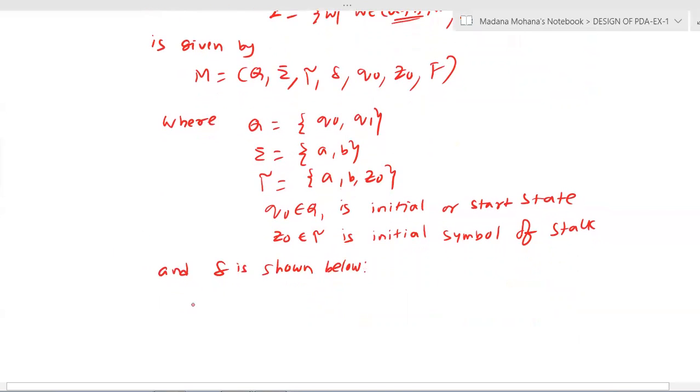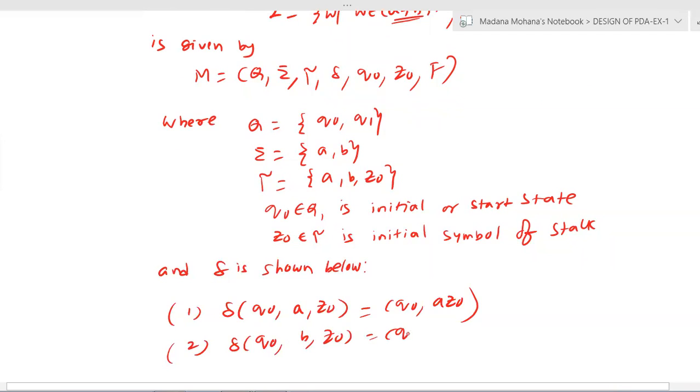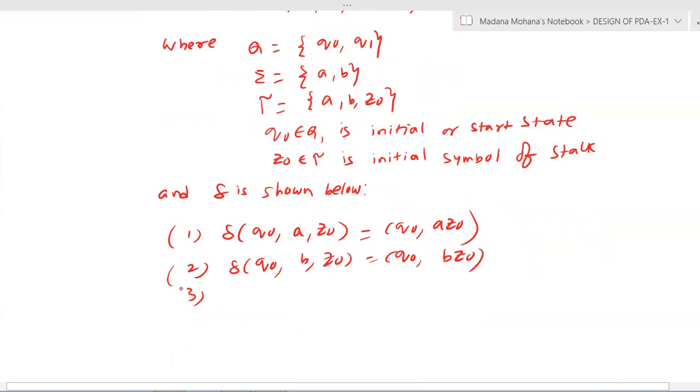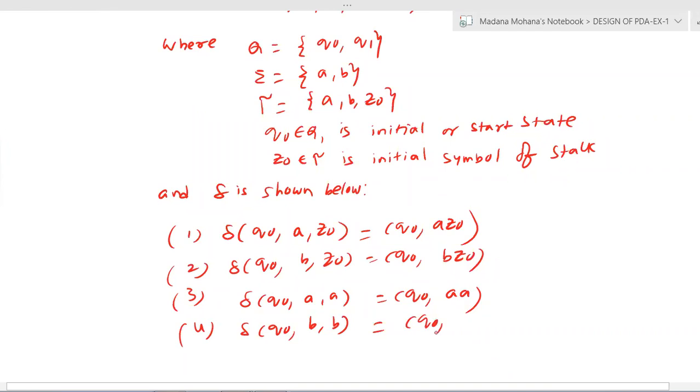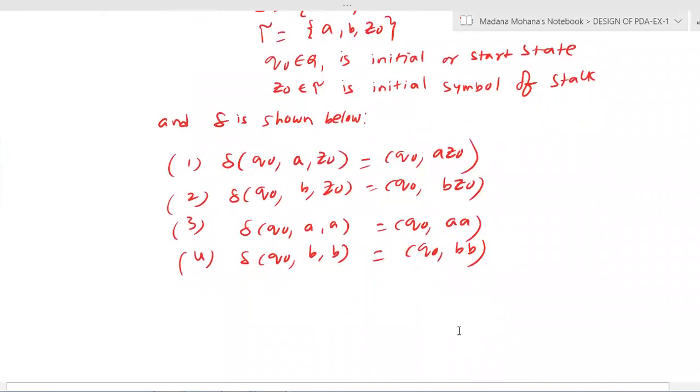That is delta. So the first transition is delta of (Q0, A, Z0) equal to (Q0, AZ0). The second transition delta of (Q0, B, Z0) equal to (Q0, BZ0). So these 2 transitions are related to step 1. Then the third transition delta of (Q0, A, A) equal to (Q0, AA). Then fourth transition delta of (Q0, B, B) equal to (Q0, BB). So these 2 are push operations in step 2. Then we have pop operation also.